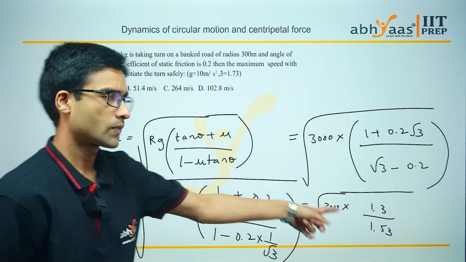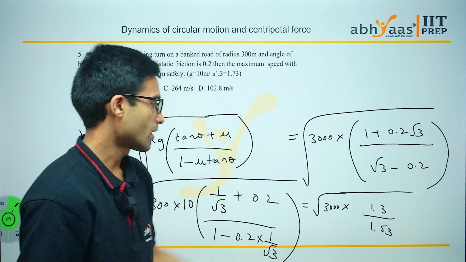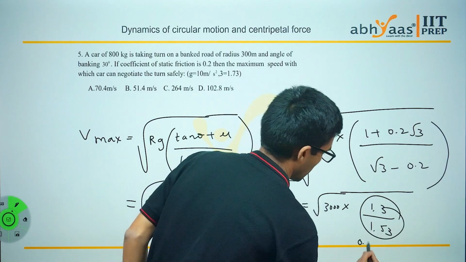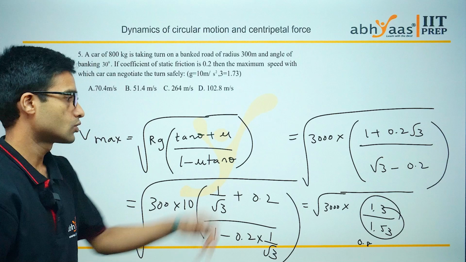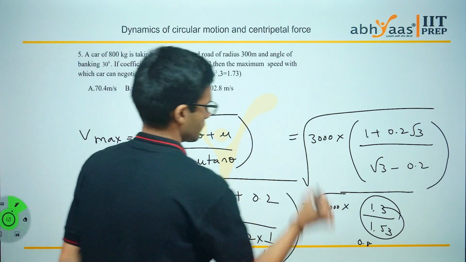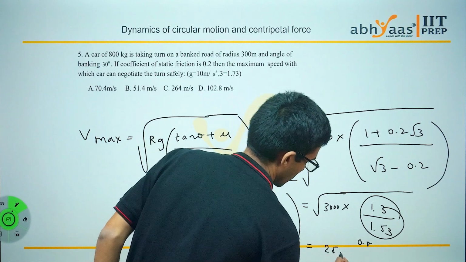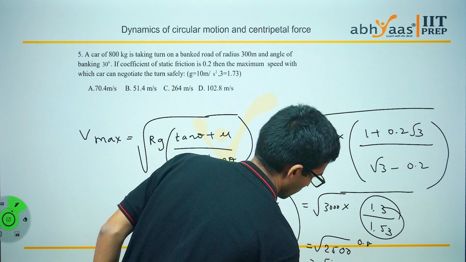So it will be how much? 12 by 15 if you consider, for example. So it is 4 by 5, that means around 0.8. 0.8 into 3000. 8 3s are 24, so it will be around 2500 plus. Okay, so which is the option?